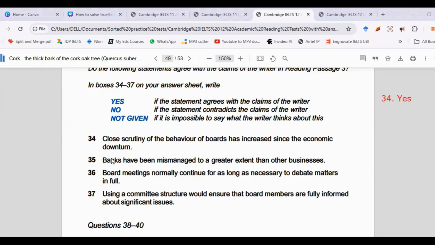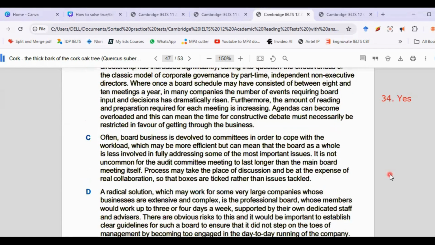Number 35 now. Banks have been mismanaged to a greater extent than any other businesses. What can you see here? Can you see our buzzword again? Greater. To a greater extent. What does that tell you about number 35? Statement number 35 is a comparative statement. For you to pick the correct answer, be sure that they are doing a comparative analysis in the passage. So let's go to the passage and check. Have banks been mismanaged to a greater extent?